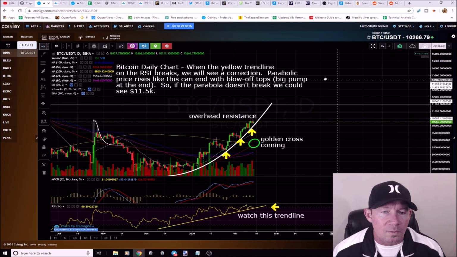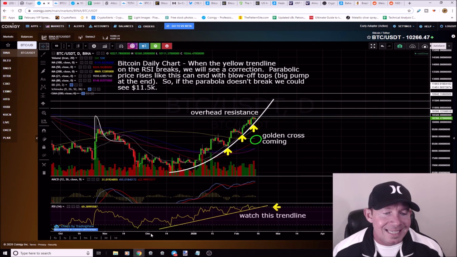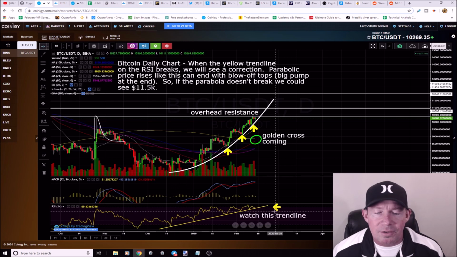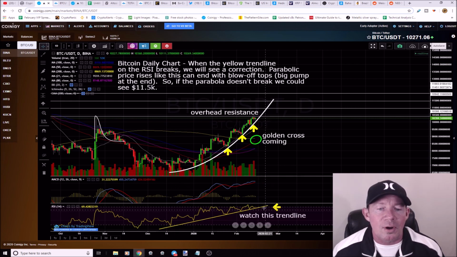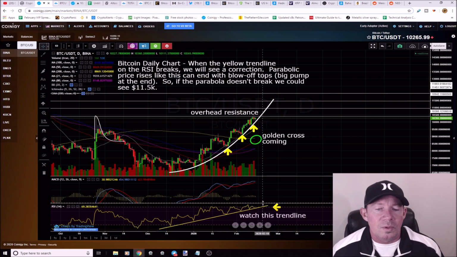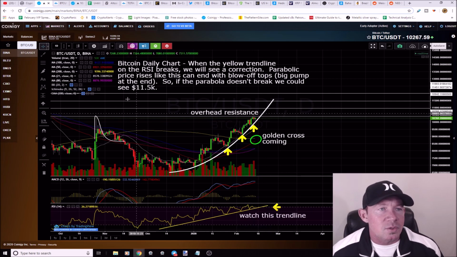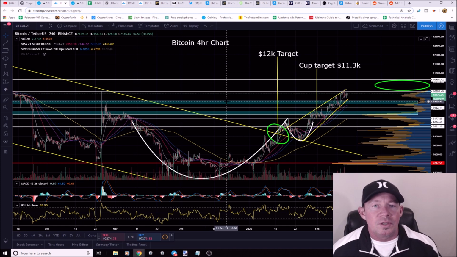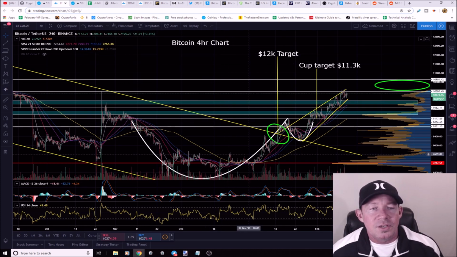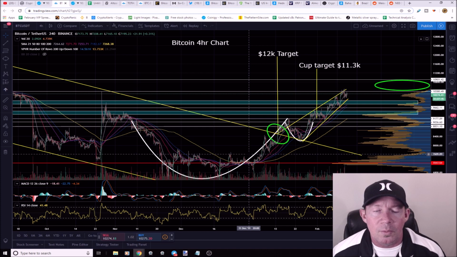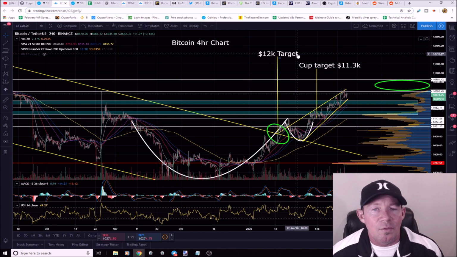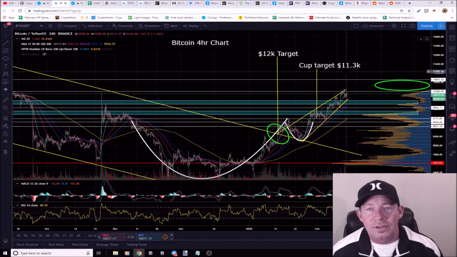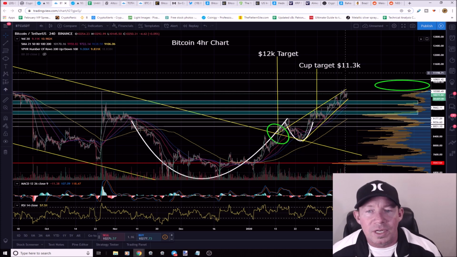Let me slide this chart over real quick. The trend line that we're watching is this yellow trend line down here on the RSI. When this trend line breaks, we will see a bit of a retrace or correction. This is the Bitcoin 4-hour chart. Again, these targets are still in play. You've got that 7-month falling wedge with a target at 12,000, and this cup and handle target as well, 11,300.